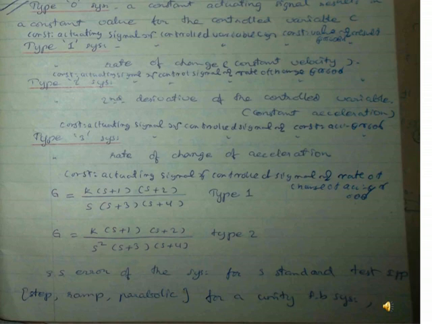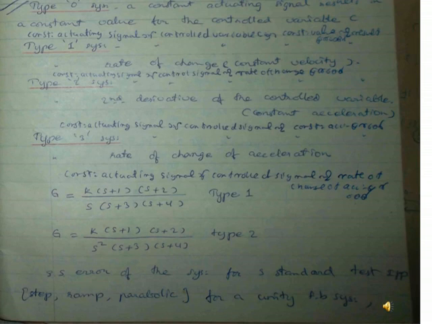The system has types: type 0 system, type 1 system, type 2 system, and type 3 system. Type 0 systems have a constant accuracy signal. Type 1 system has a constant, and also a rate of change of constant velocity. Type 2 system has the second order derivative.